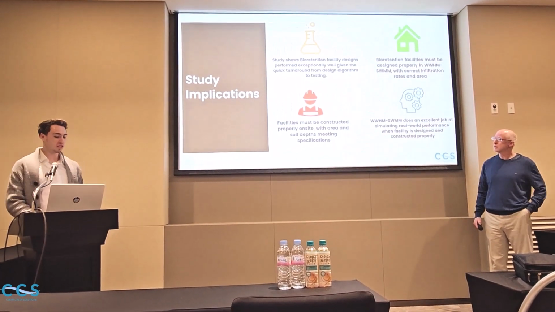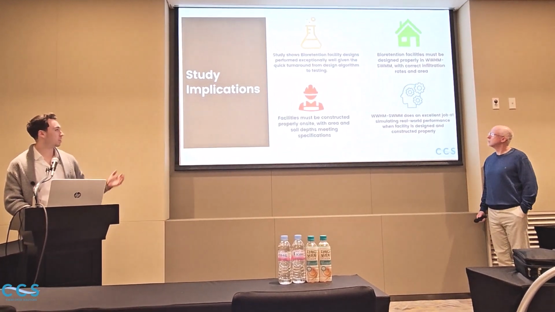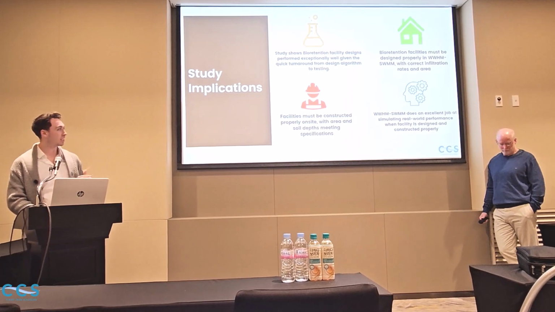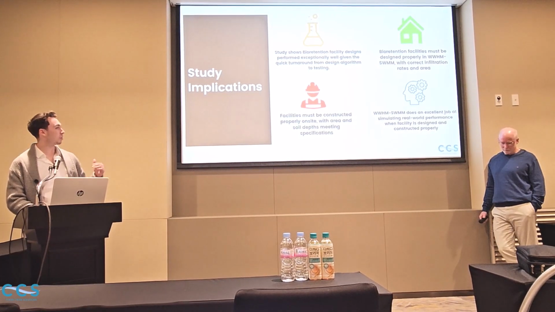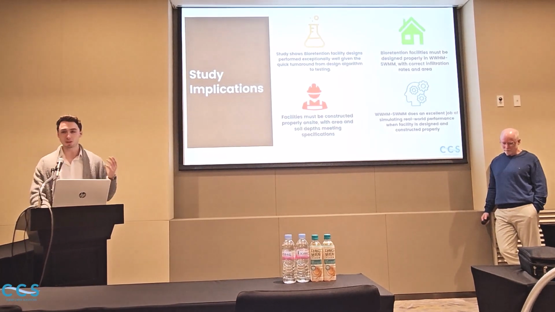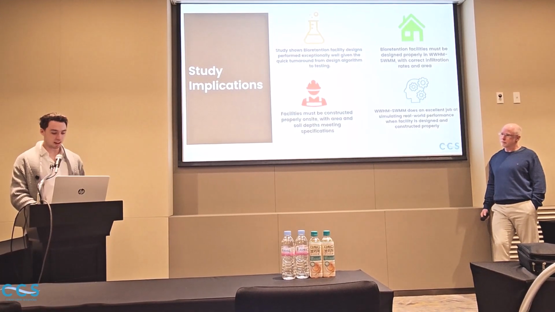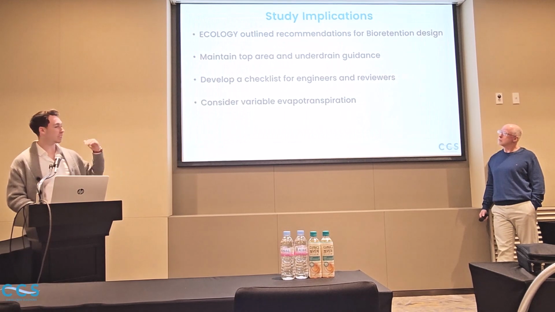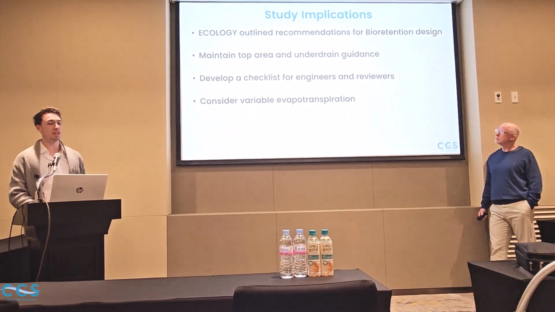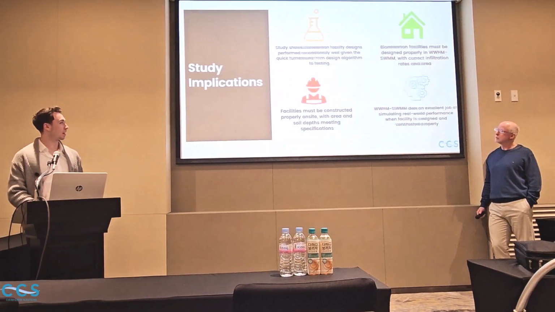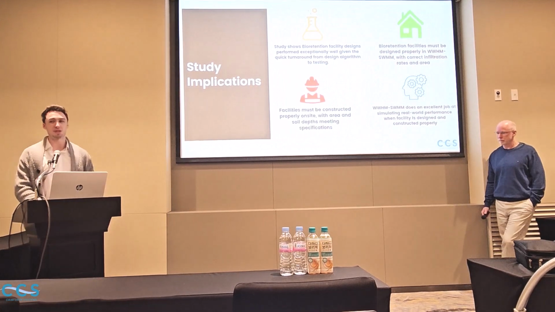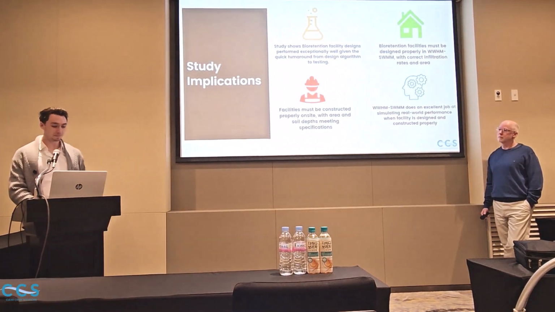So, like I said, these are just some of the bullet points and implications, but the facilities must be constructed properly on site with area and soil depths meeting the actual specifications. So you can't just wing it when it comes to the construction process. And as outlined here, Ecology basically stated we needed a checklist for engineers and reviewers to make sure they actually follow this process. Because as we know, in the construction phase, sometimes corners get cut.